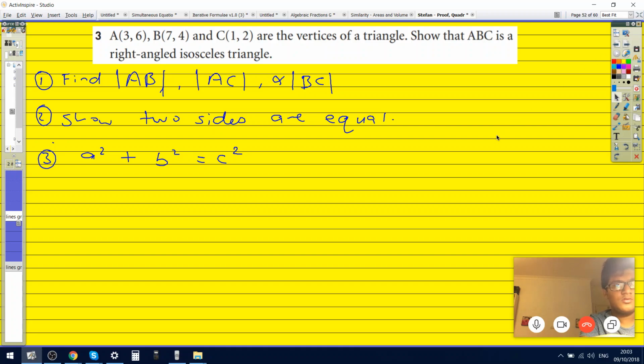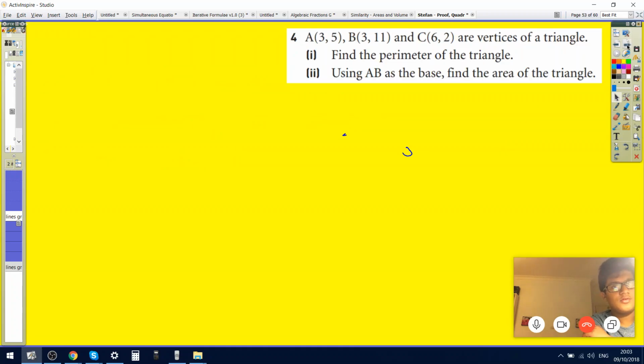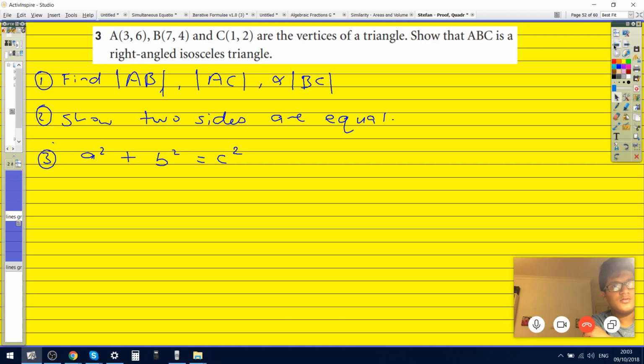How do you show that it's an isosceles triangle? Basically, two of the lengths have to be the same. And how do you find the length of a line segment? You do the Pythagoras theorem. So there's lots more to do, but it's similar but tricky.